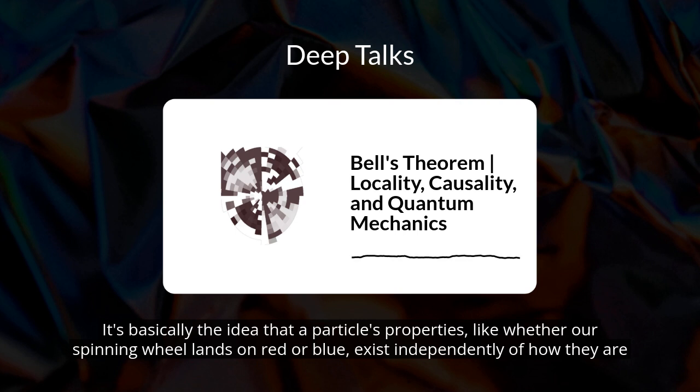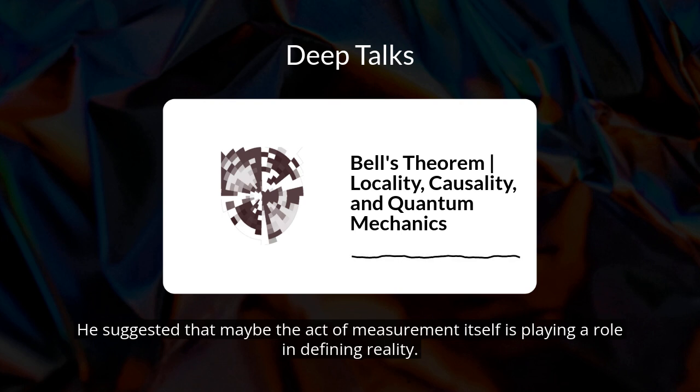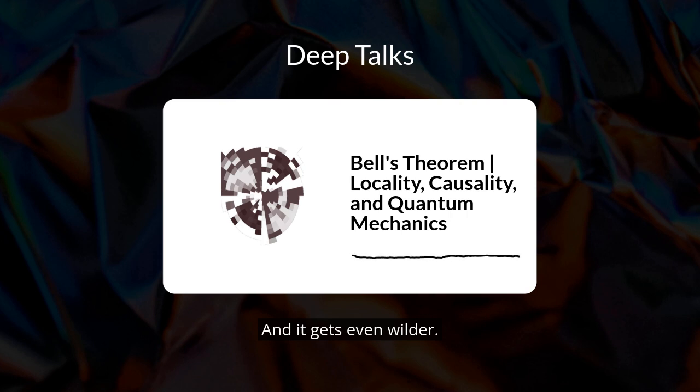Sure. It's basically the idea that a particle's properties, like whether our spinning wheel lands on red or blue, exist independently of how they are measured. You see, Bell, he argued against that. He suggested that maybe the act of measurement itself is playing a role in defining reality. Whoa, okay, so we're already getting into some pretty deep philosophical territory here. Yeah, we are, and it gets even wilder.